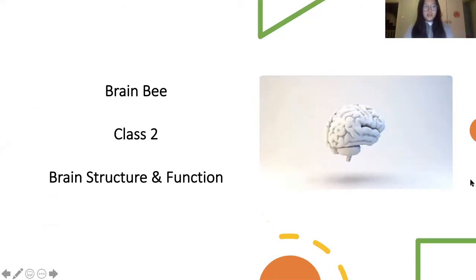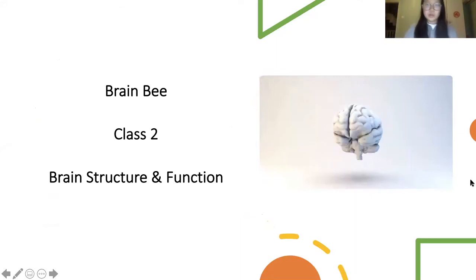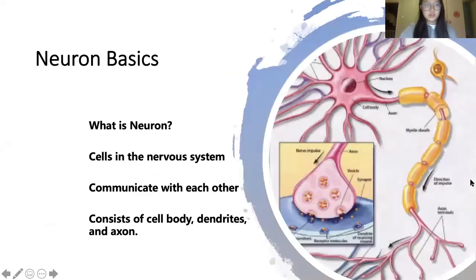So, as I said, this is class 2. We're still on the chapter of brain basics and functions, but today we're going to talk more about neurons and neurotransmitters. For the first part, we're going to talk about neurons, and for the second part, neurotransmitters. So let's talk about what a neuron is.